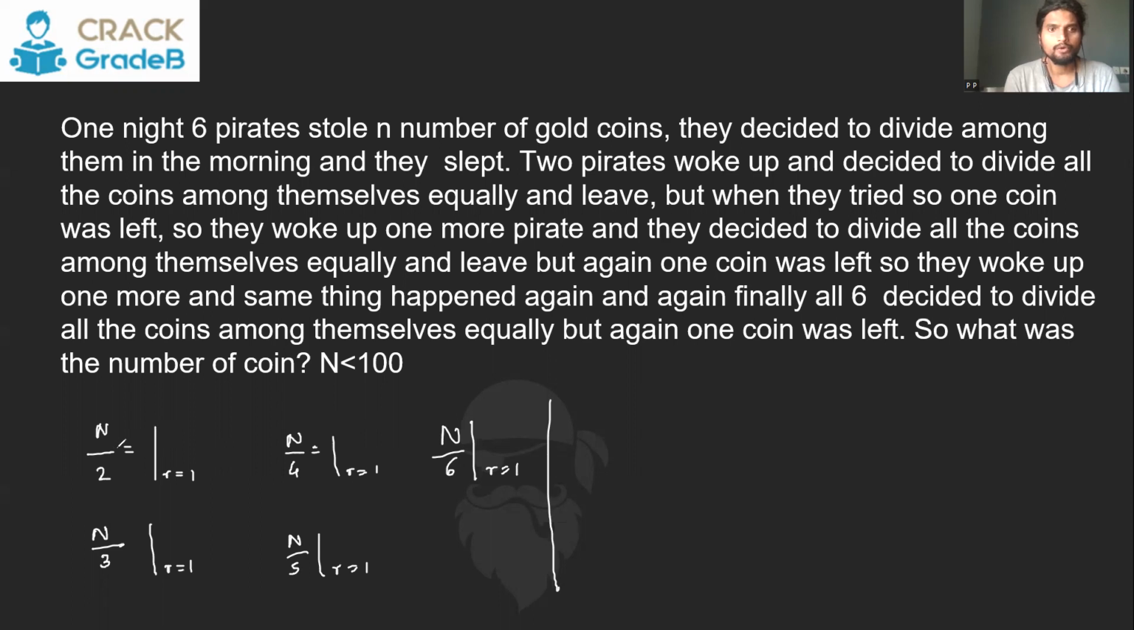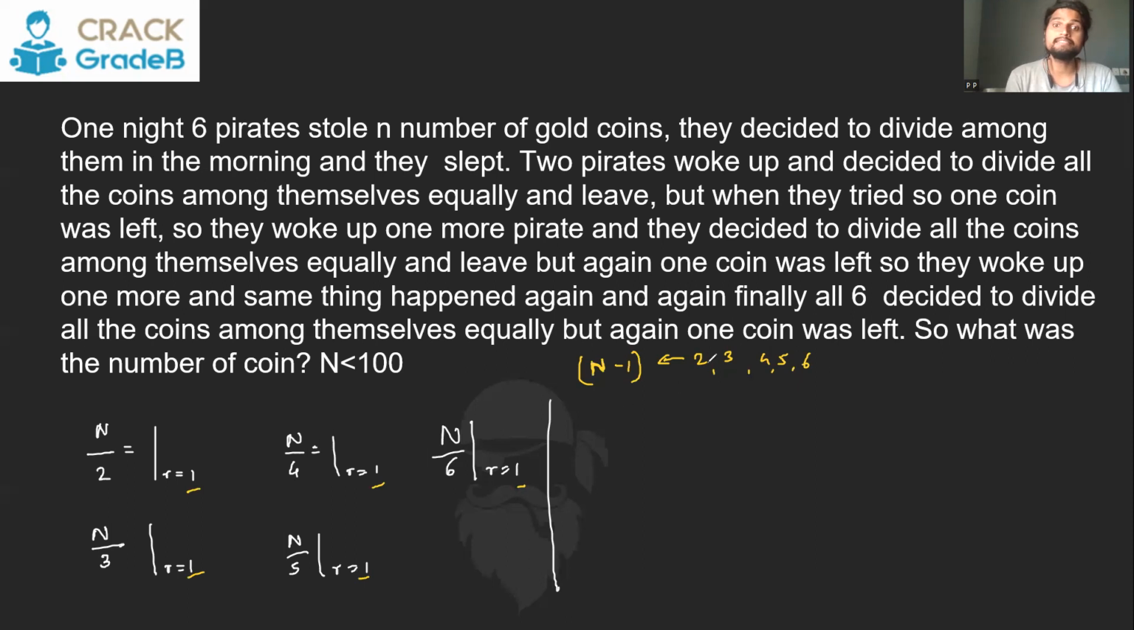Now consider, whatever that number of coins is, there is always one coin extra when you divide it by 2, 3, 4, 5 or 6. So if you remove that coin upfront, the number of coins now will be n minus 1. Now n minus 1 will be divisible by 2 as well, 3 as well, 4 as well, 5 as well, 6 as well, because we removed the coin that was left out every time. So n minus 1 should be divisible by 2, 3, 4, 5, and 6.